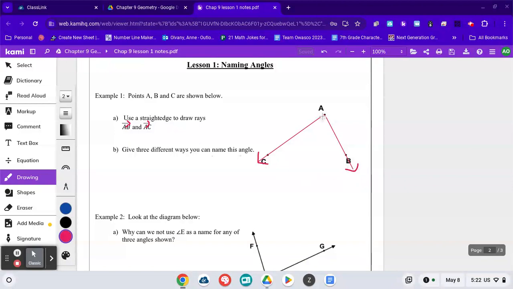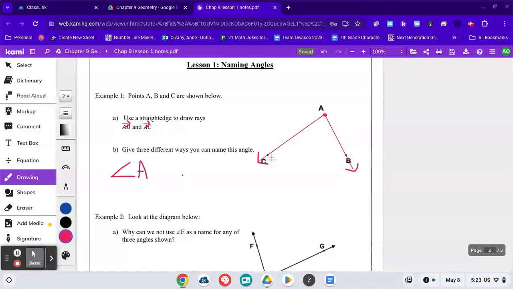You can name a single angle that's sitting by itself simply by the vertex. So I'm going to name this angle A. That's the angle symbol right there. If I didn't put an angle symbol in front of it, it would just be a point, right? But now I know I'm talking about an angle. So math is a language and all of these symbols mean something to us.